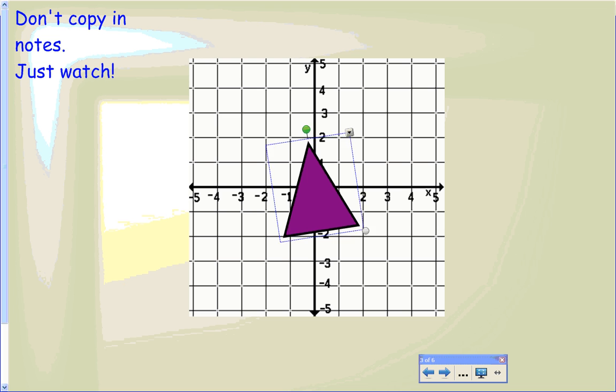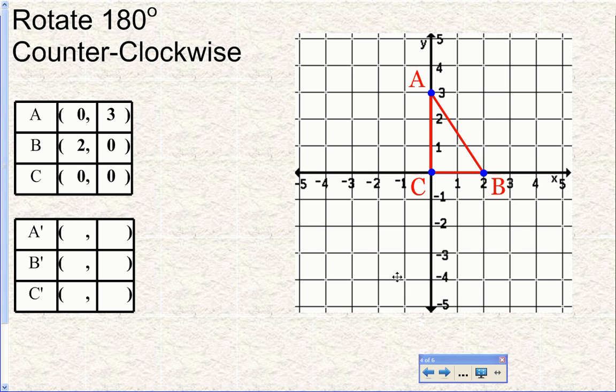We're going to be rotating objects either in a clockwise direction or a counterclockwise. So let's look at an example. So we have this triangle, ABC. In this table, I have the coordinates of the points. So point A is at 0, 3, B is at 2, 0, C is at 0, 0.